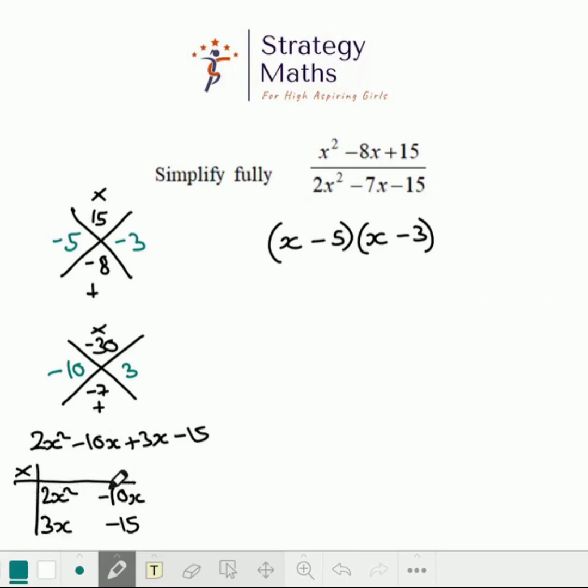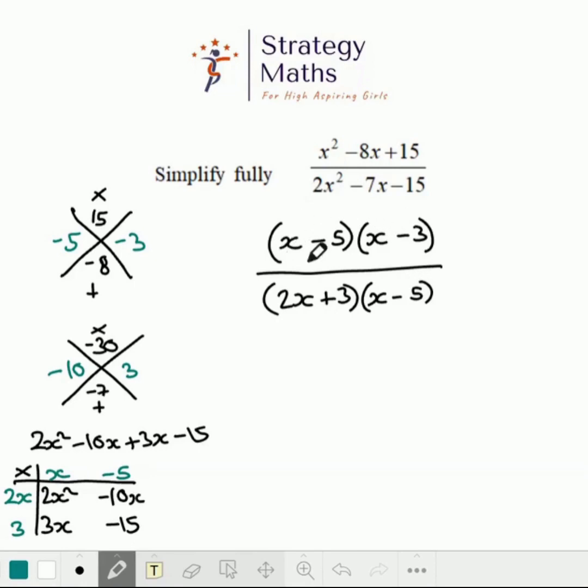The highest factor of 2x squared and minus 10x is 2x. We multiply 2x by x to get 2x squared, and we multiply 2x by minus 5 to get minus 10x. The highest factor of 3x and minus 15 is 3. Look how this works. 3 times x is 3x, and 3 times minus 5 is minus 15. So on the denominator, we have 2x and a positive 3 in one bracket, and in the other bracket, we have x minus 5.